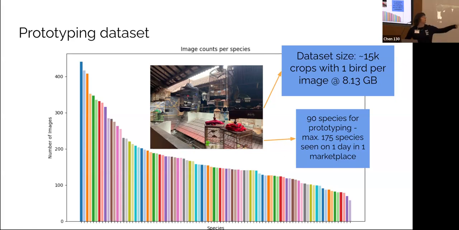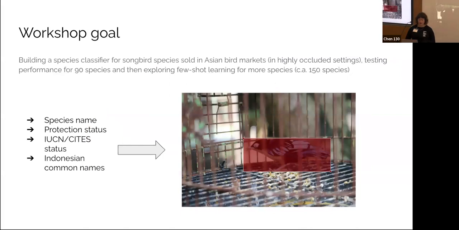So for example, roughly I have more data for the more popular species or for species where there's captive breeding. And the goal, I have many dreams, but I'm being realistic. So I'm focusing on a single species classifier for now. And ideally with some metadata like this.